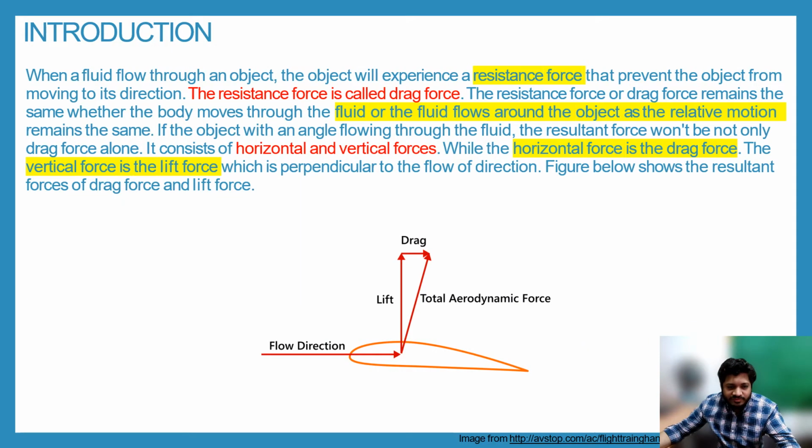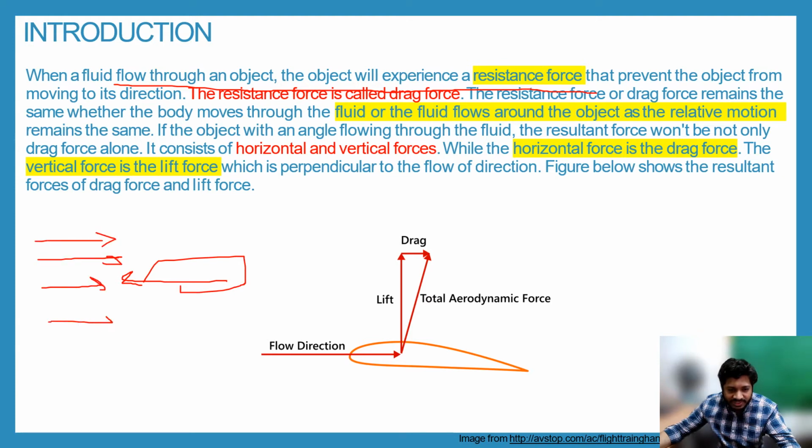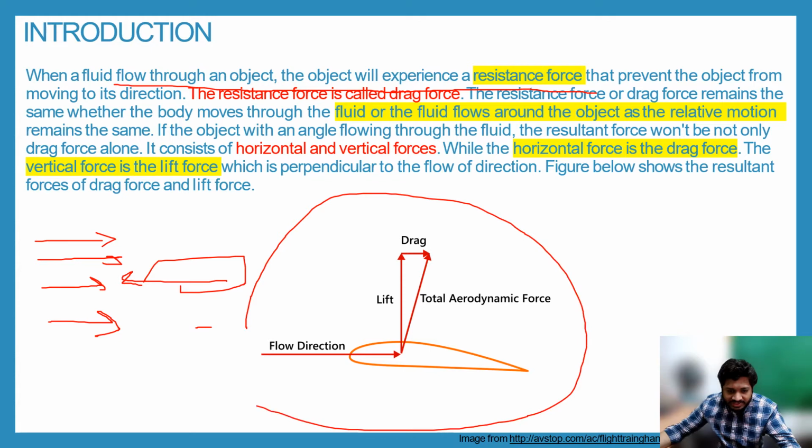When fluid flows past an object, the object will experience a resistance force that prevents the object from moving in its direction. Anything which is moving, a body or something, against a flow of air or a stream of air, is going to experience a force, and the distribution of force is given such that the flow direction is in this direction.